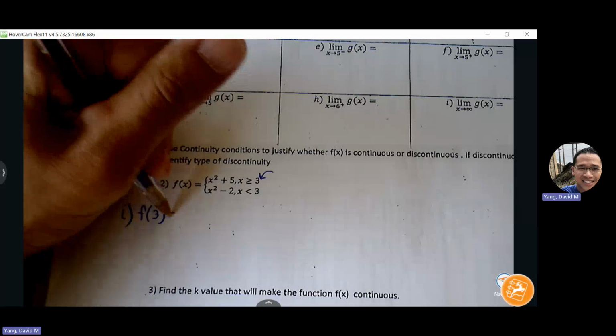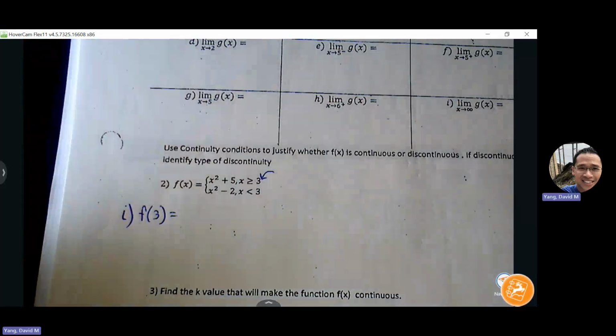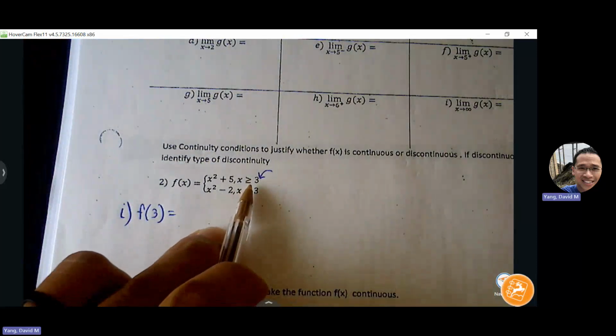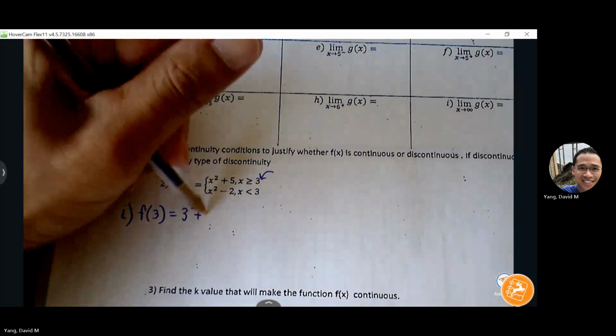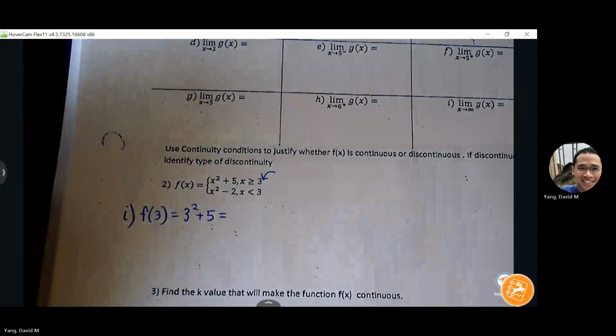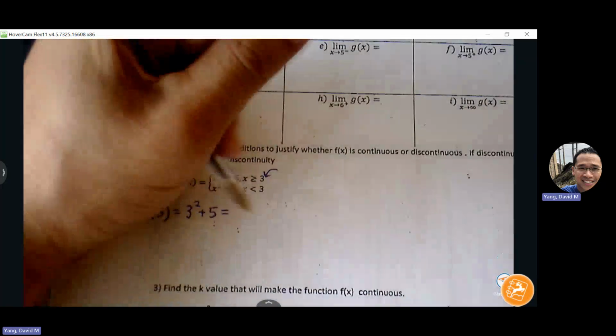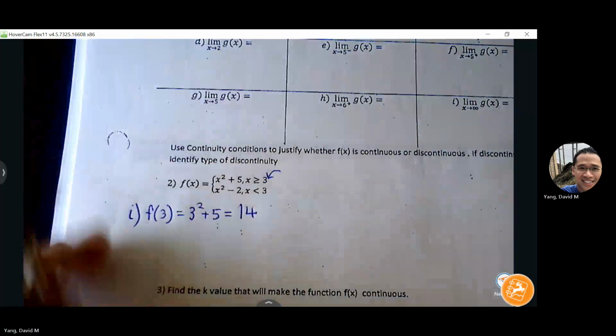F of 3 corresponds to which one, first or second? First, because there's an equal sign there. What does that give us? 14. Okay, so we keep going.